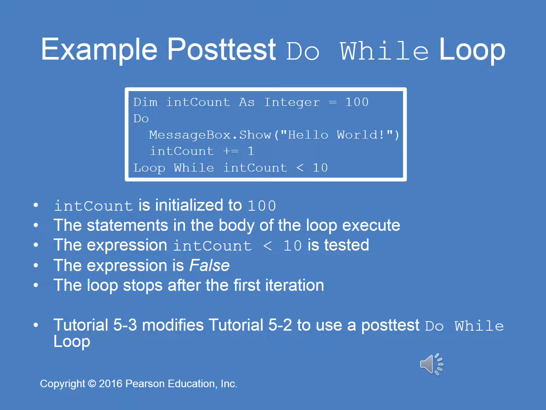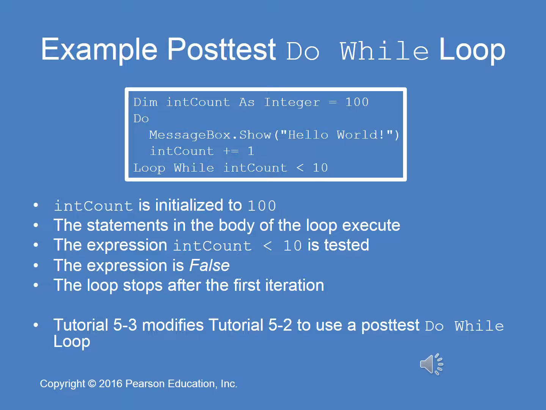Here we have a coded example where we're declaring an integer, intCount, and initializing it to the value of 100. We have Do, the body of the loop, MessageBox.Show hello world, and then intCount equals intCount plus 1, so we're incrementing the counter. This will display the message box with hello world in it one time, and then we get to the Loop statement and the While Boolean expression, intCount less than 10.